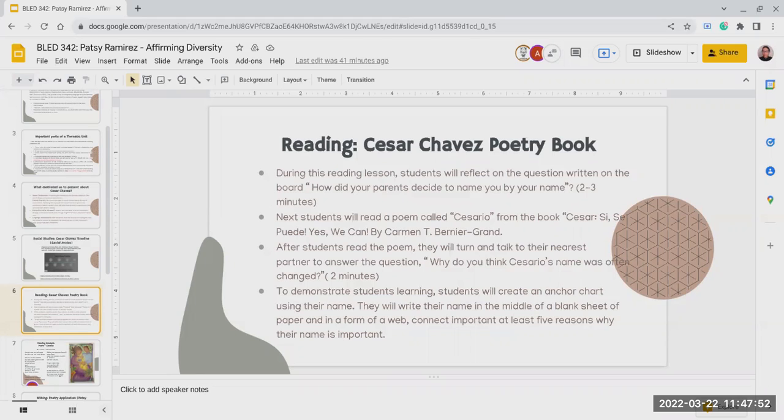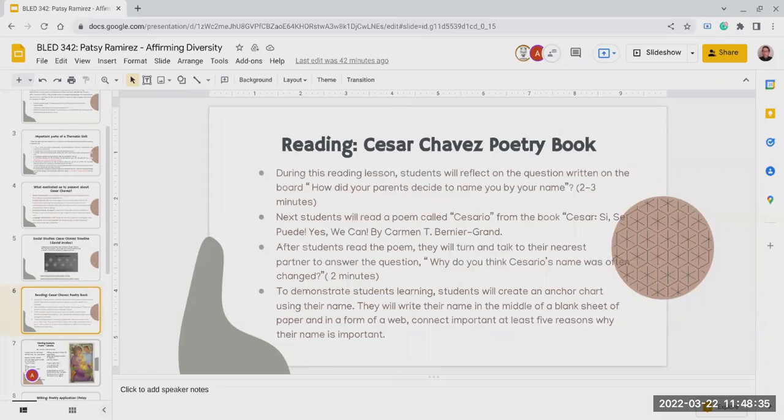And lastly, they would demonstrate their learning by creating an anchor chart using their own name. They will get a blank sheet of paper and write their name in the middle. And in a format of a map or as a brainstorming way, they will connect reasons why their name is very important. That could be because they were named after a family member or because their name holds such power. Any reason that they want, but at least 5 reasons why their name is very important. And that is connecting back to why Cesar Chavez still holds his name and is very important.